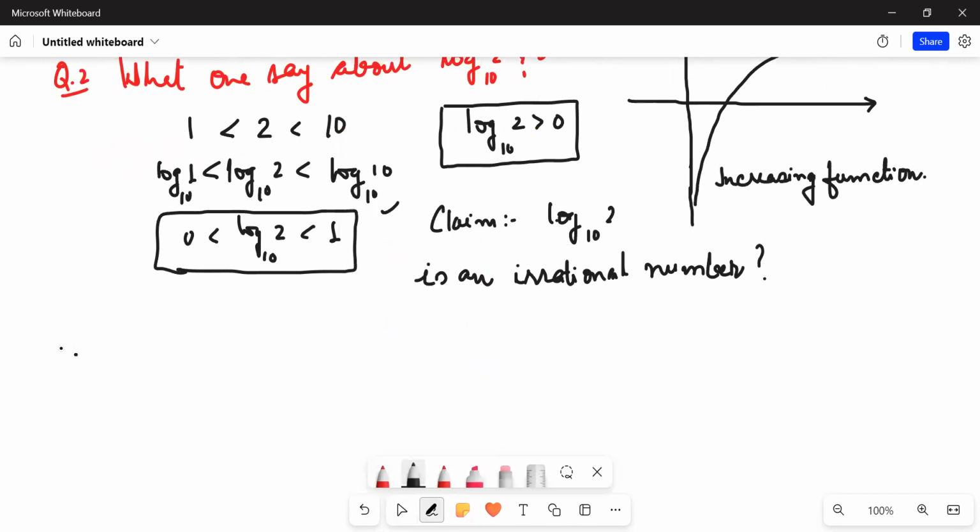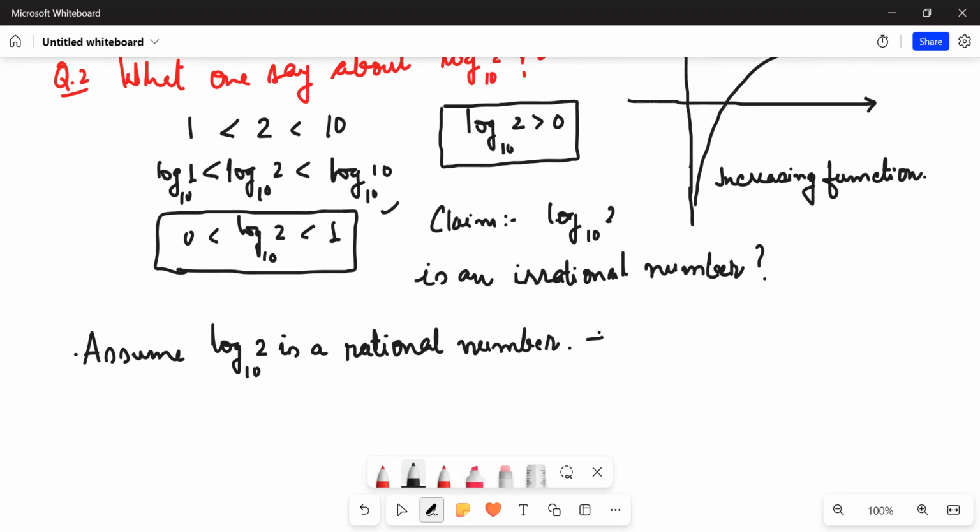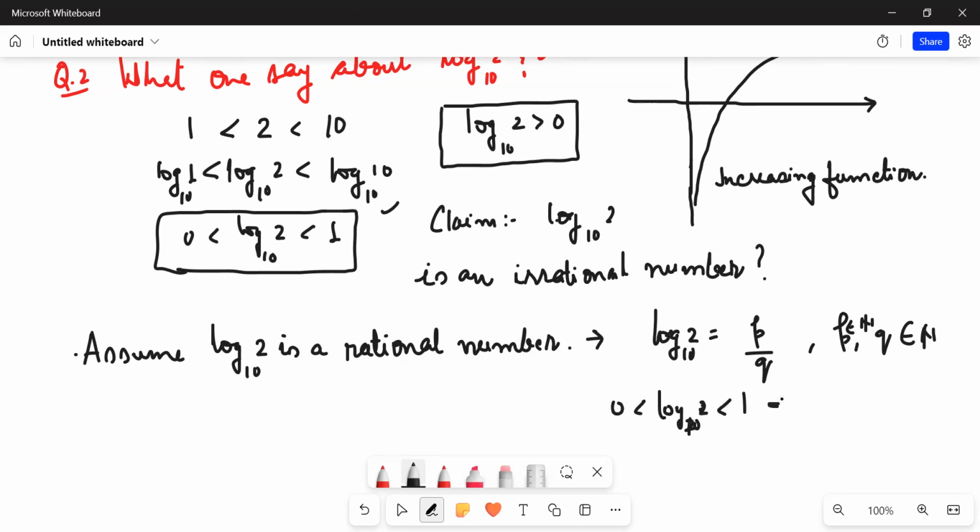In order to prove this, I'll go with the proof by contradiction only. First I shall assume that log 2 to base 10 is a rational number. Let's say it is a rational number. If in case it is a rational number, what does it mean? It can be expressed in the form p by q, where p and q are positive integers. I'll take both p and q as positive integers. And clearly, since log 2 to the base 10 lies between 0 and 1, I can say that my q would be greater than p.